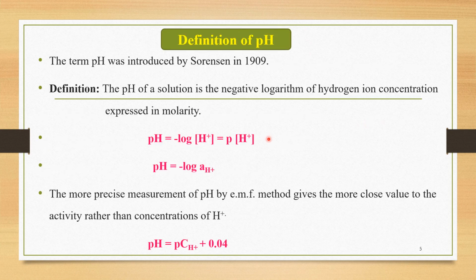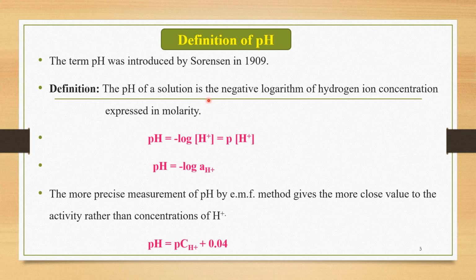Now we have to look at the actual definition of pH. What is pH, or how is it defined? The term pH was introduced by the scientist Sorensen in 1909. So Sorensen introduced the term pH. Now what does pH actually mean? Let us look at the definition.